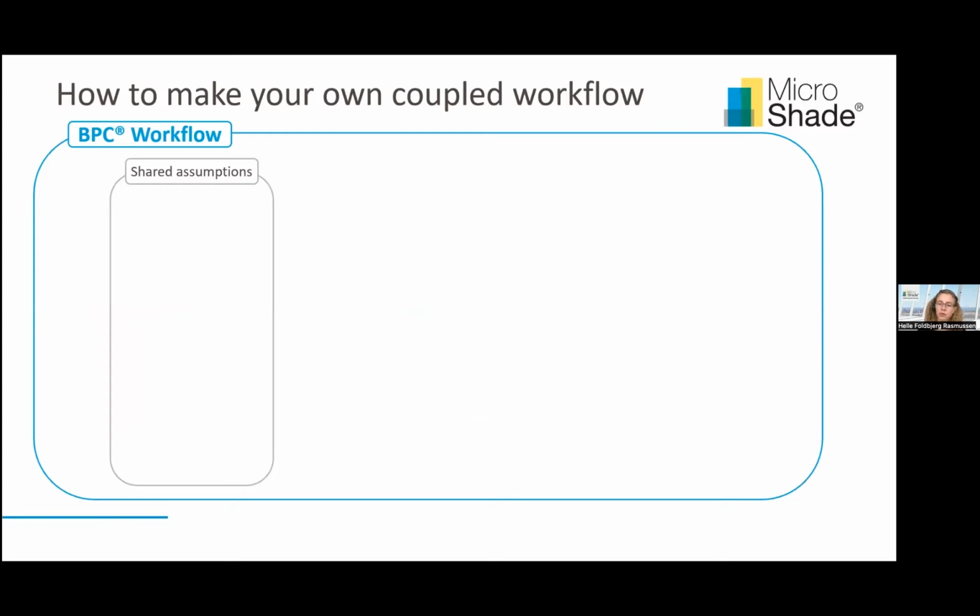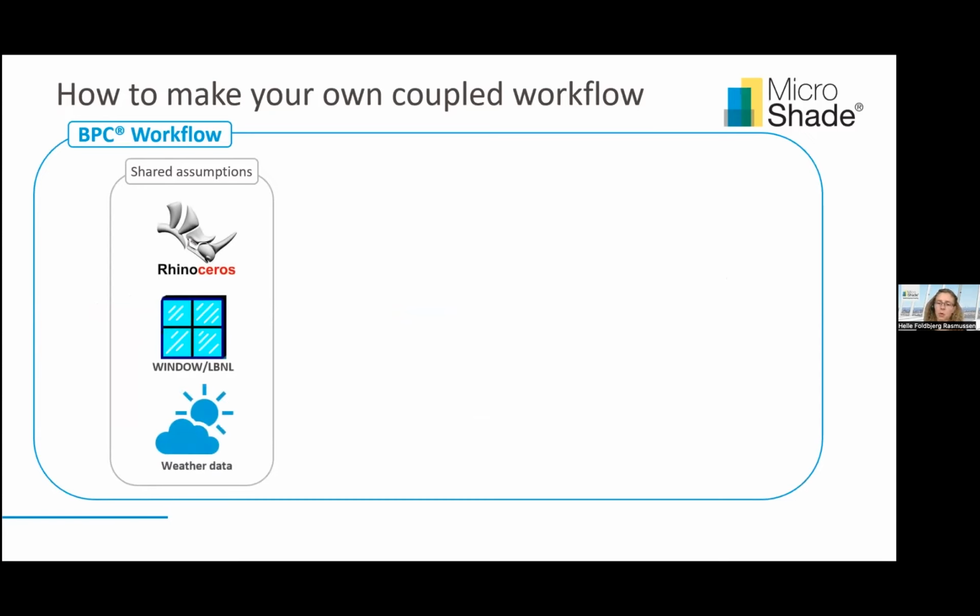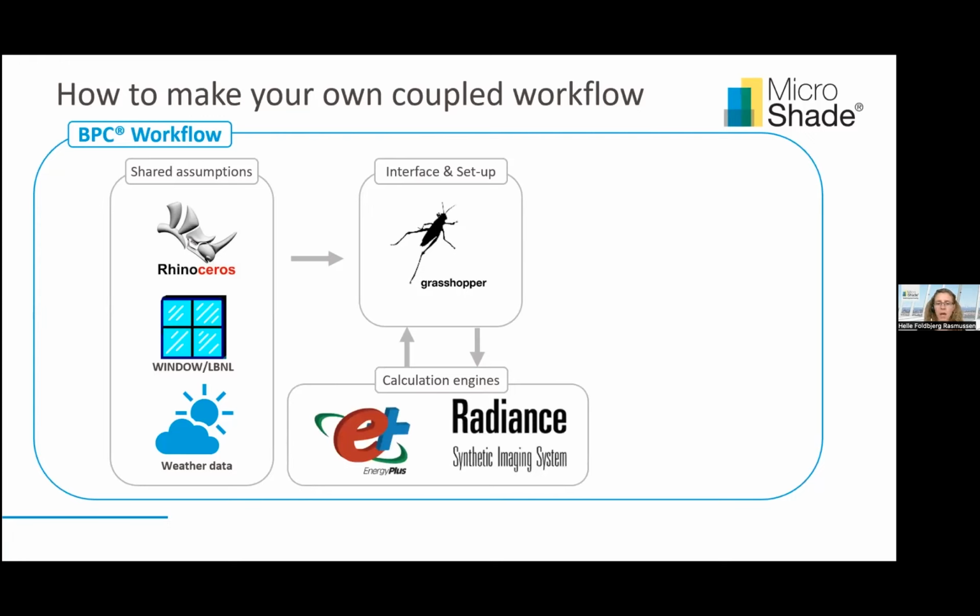The workflow that we use for SimShade is called the BBC workflow. Our workflow works by taking our shared assumptions, thus the room geometry, the window description, and the weather data, which the workflow can help you find and feed into Grasshopper. In Grasshopper, the simulation setup can now be finalized, including materials and simulation parameters. When the model is ready, you start your simulation, and Grasshopper will feed the given information to either Radiance or EnergyPlus, depending on the type of simulation you want to run.